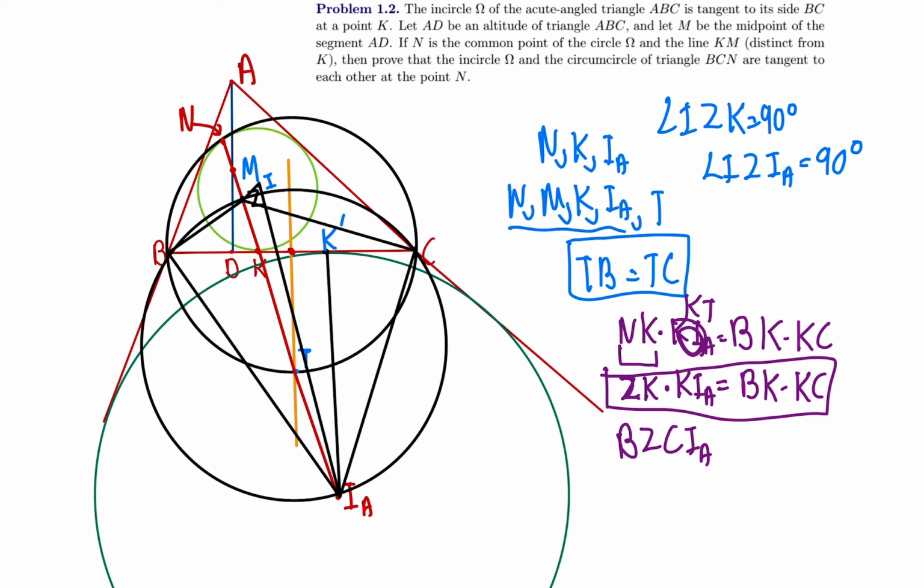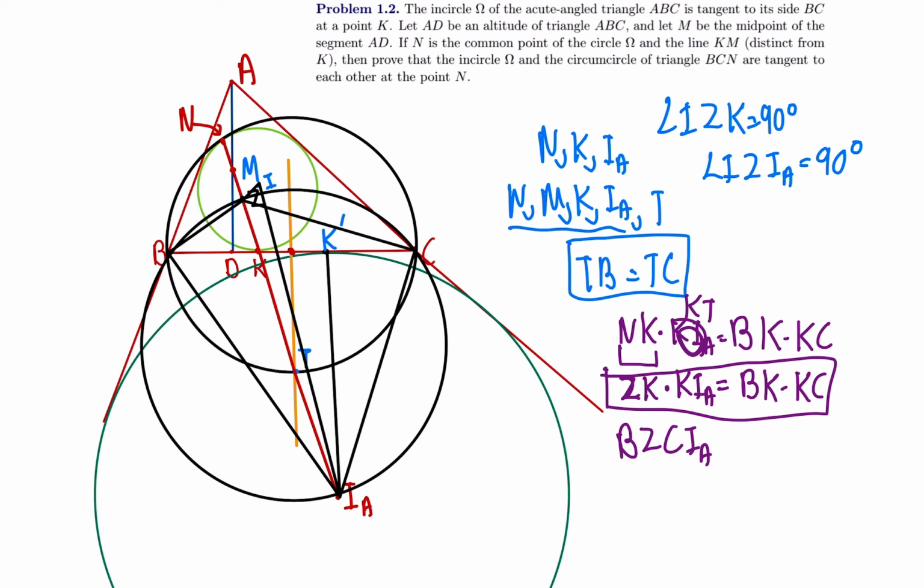And so we want to prove that Z, B, I, and C are concyclic. And clearly I_A lies on the circle with diameter I I_A. So we just need to prove that B and C lie on this circle with diameter I I_A as well. So let's just prove that B lies on it, and by symmetry, the same thing holds for C.